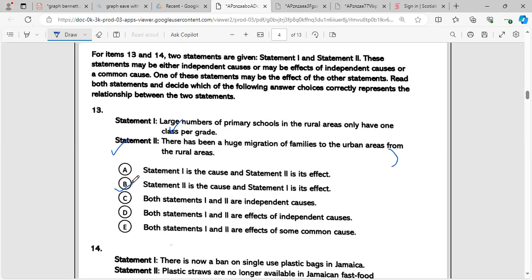All right, so guys, persons who only just say, well, I want to move because I want to go to the urban areas.